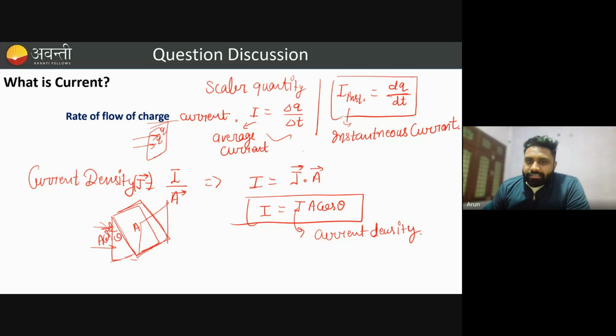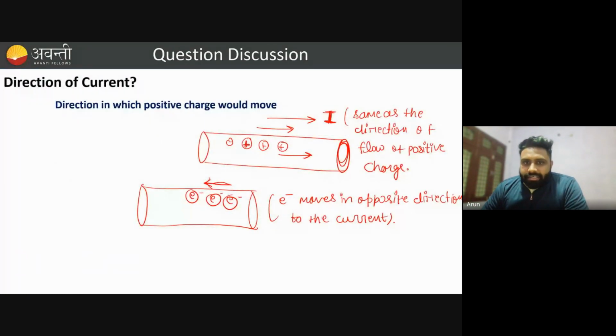J is the current density. If you open this expression, this is a dot product, so it is J A cos theta. If this angle is theta, this would be A cos theta. So we have to take only the perpendicular component of area, or charge must flow perpendicular to the cross-sectional area. Okay. Then we have discussed the direction of current.